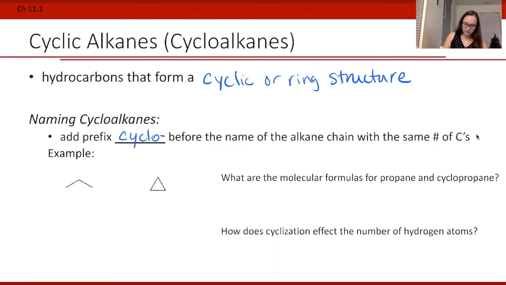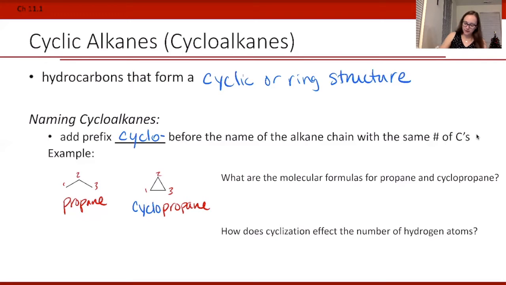So for example, here we have propane. And then when we have the same number of carbons, but now they're connected, it's going to be cyclo and then the same name, propane. So you can see 1, 2, 3 carbons, 1, 2, 3 carbons, same number of carbons, but now in a cycle: cyclopropane. So we have a little question over here. What are the molecular formulas for propane and cyclopropane?